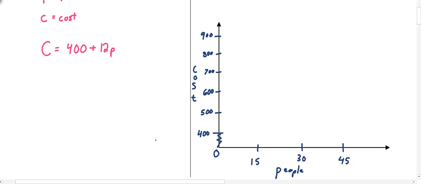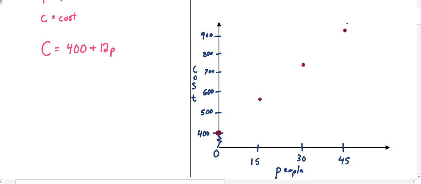So I know that this point's not in the table, but I know that at 0, 400, that's my service charge. So I'm going to add that point to my graph. For 15 people, it was 580, so we're just going to kind of estimate on our graph. For 30 people, it was 760. And for 45 people, it was 940.